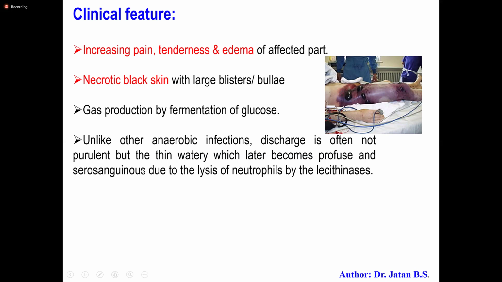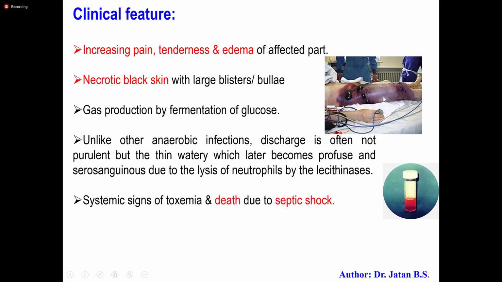That serosanguinous discharge or fluid is because of lysis of neutrophils by the lecithinase. I told you that the bacteria also produce an enzyme called lecithinase. That lecithinase can cause lysis of neutrophils, and that produces that watery serosanguinous fluid, which looks something like this. This kind of serosanguinous fluid might be present within this bulla or within this lesion of the patient.